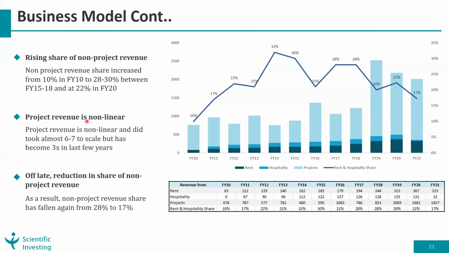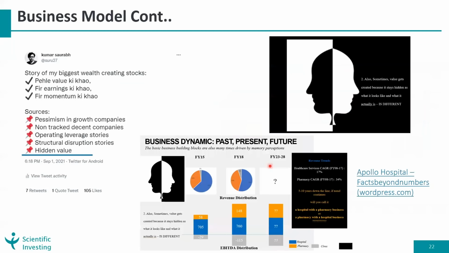The other way is, project residential is non-linear, we saw. And of late, there is a reduction in the share of non-project revenue, and we will see that. So these are the numbers. Just have these numbers in your mind, because we are going to revisit this slide again.